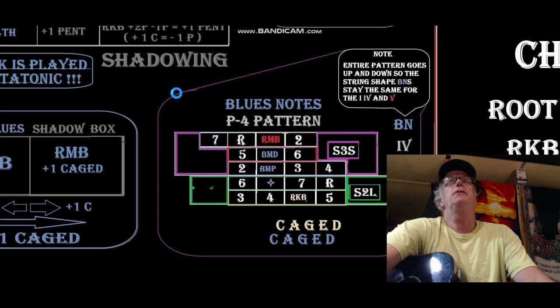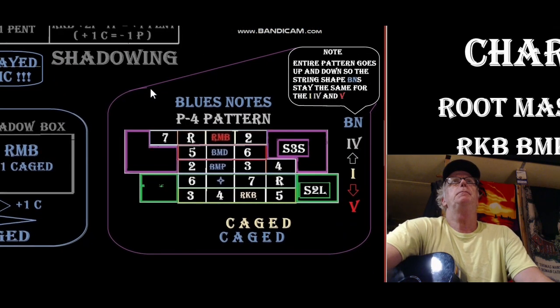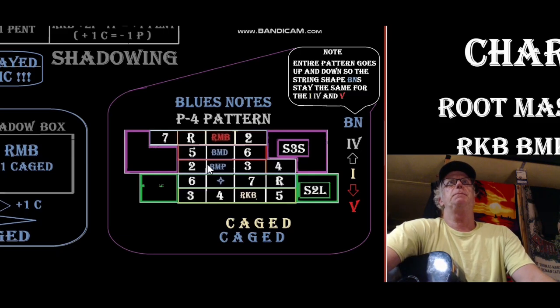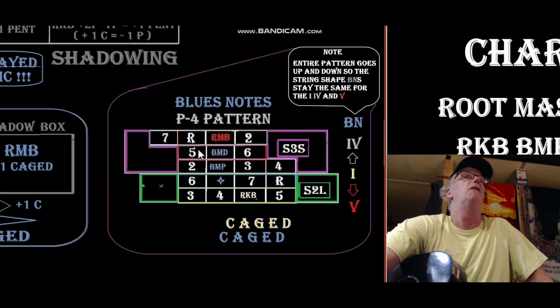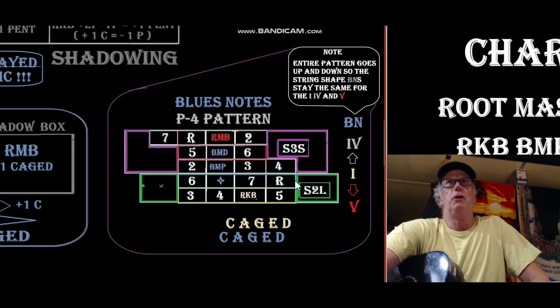Now let's talk about the blues, the placement of the blues notes, the blues note patterns. Okay, here's a note. Remember, the entire pattern goes up and down. The string shapes will go up and down. So when we go to the fourth, let's say this D string shape here will actually go up. So it'll stay on the same string shape. It'll be on the 2, 3, 4 string shape of the fourth. You go to the fifth, it goes down like that. The 2, 3, 4 will go down.